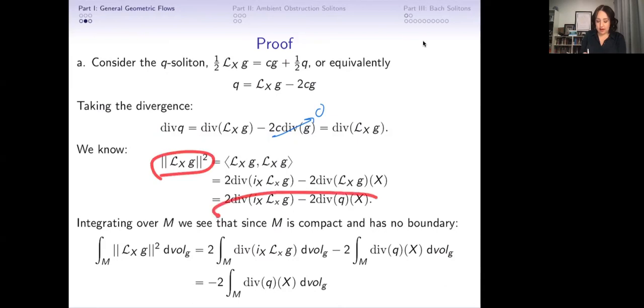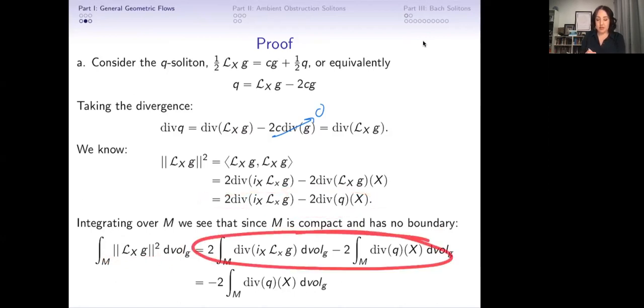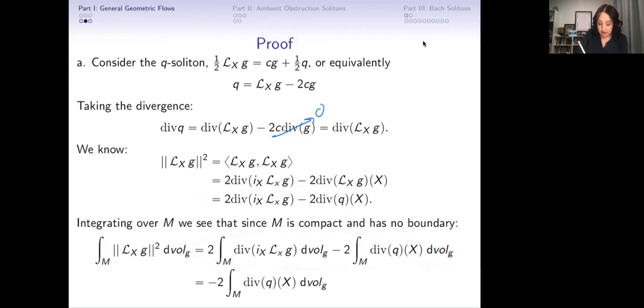So I see that I have this fact, and so now I'm able to quickly integrate over my manifold M, and note that since M is compact and has no boundary, by assumption, the integral of the norm squared of my Lie derivative is equal to that. I'm able to split up my integral, and because M is compact and has no boundary, this first integral is in fact 0. So I'm left with the fact that the integral of the norm squared of my Lie derivative equals -2 times the integral of the divergence of q, as I posited in the beginning.